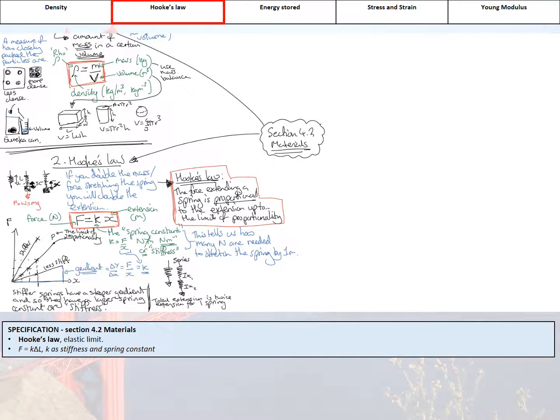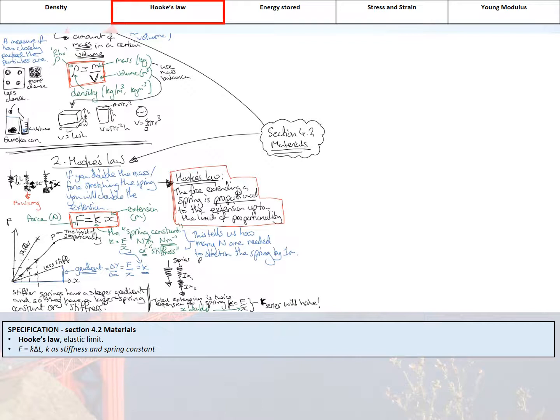With the same force. So as K is F over X, if we get twice the extension, X doubles, then K will halve. K in series, so for two springs in series, the stiffness or the spring constant is half. They're going to be less stiff because you get twice the extension for the same force.